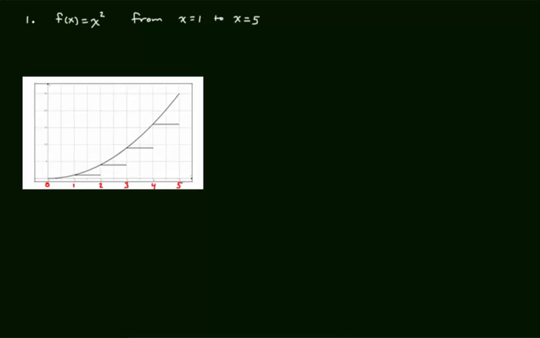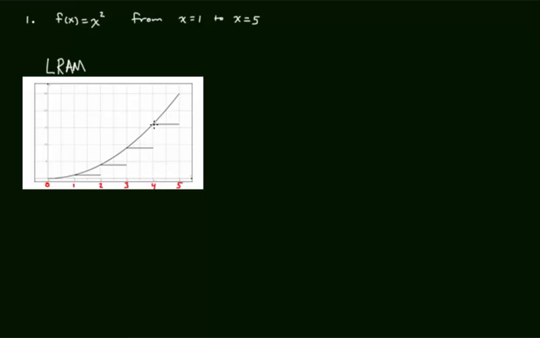Number 1. F of x equals x squared from x equals 1 to x equals 5. The first graph here says use 4 equal rectangles whose heights are the left endpoint of each rectangle to approximate the area, something we will call LRAM. So LRAM, again, stands for left rectangle approximation. So what does that mean exactly?